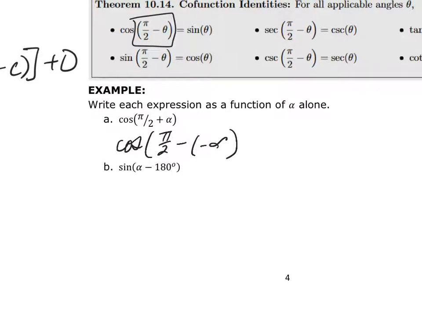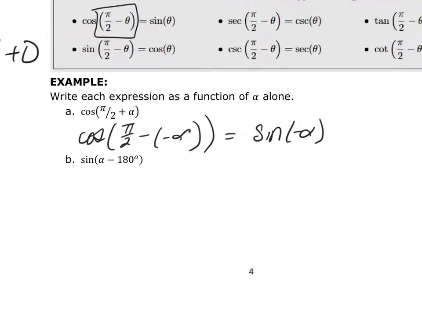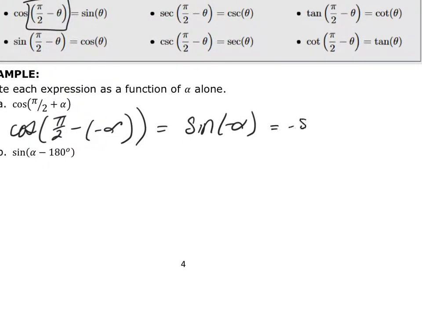Do you agree that a minus minus becomes a plus? And so using my cofunction information, this is equal to the sine of negative alpha. But negative alpha, because sine is odd, is just going to be negative sine. And that's it. You got there the same way. You absolutely got there the same way. Yes?